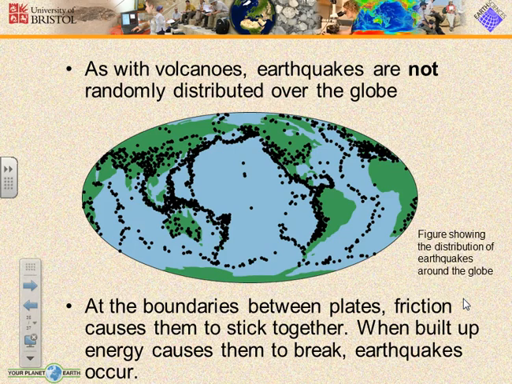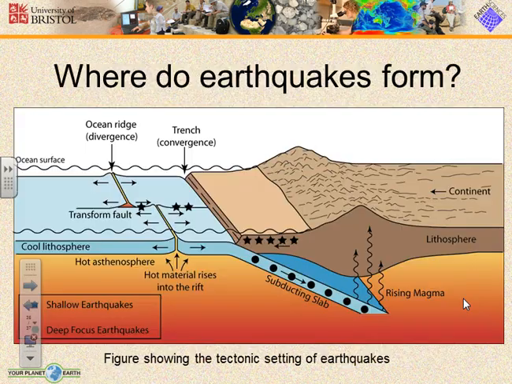We're almost done, guys. Just remember that volcanoes and earthquakes are not randomly distributed. They do not happen at random. Where do they happen? Along plate boundaries or even on hotspots. Okay, and this is going to be your last slide.